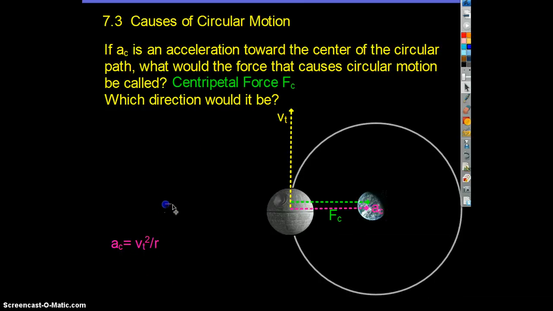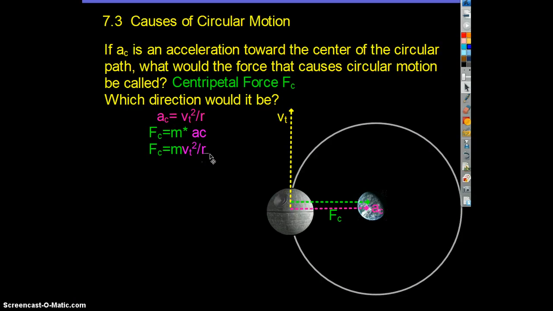Looking at equations, if centripetal acceleration is equal to tangential velocity squared over the radius, well, looking at forces, and I reference Newton's second law again here, force equals mass times acceleration, right? So centripetal force is equal to mass times centripetal acceleration. Therefore, centripetal force is equal to mass times Vt squared over r. So you just substitute that in there. So jot that down. That's kind of important.